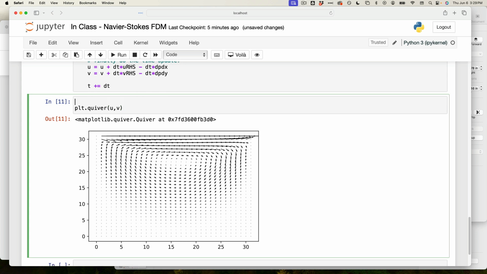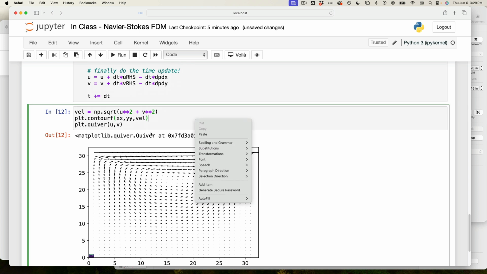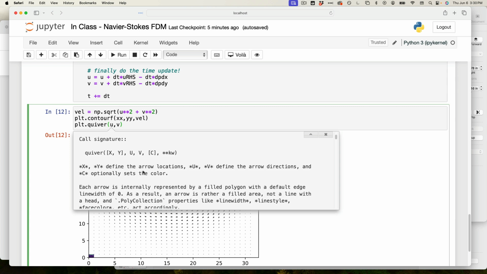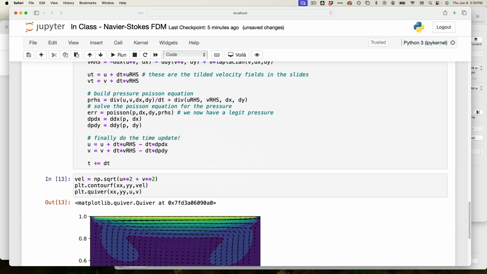So we can superimpose this on velocity magnitude if you want. So let me just do that. We do velocity is np.sqrt(u squared plus v squared), right? And we will do plt.contour(f) with XX, YY, velocity. Didn't do the quiver on top of it. Hold on. Quiver, array location is XX, YY.